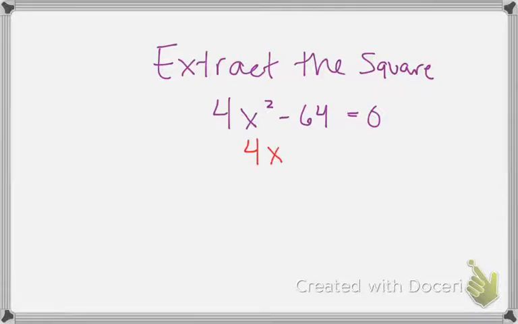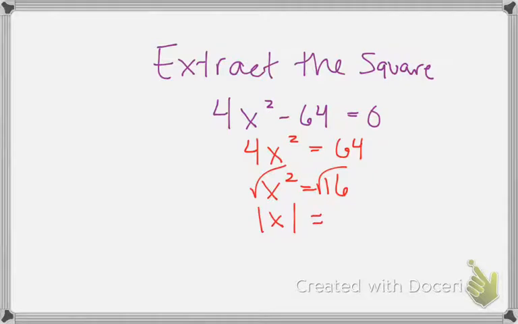So we are trying to get the x squared by itself, so we add 64 to both sides, and then we would divide both sides by 4. And when we take the square root of both sides, the square root of x squared is absolute value of x. So absolute value of x equals 4, which means x equals plus or minus 4. So we're going to be doing this same process, except now there's going to be trig functions included.